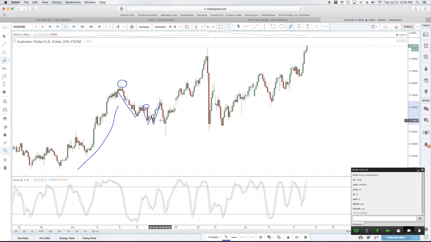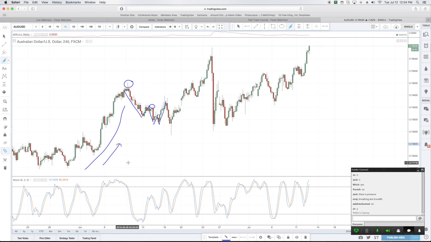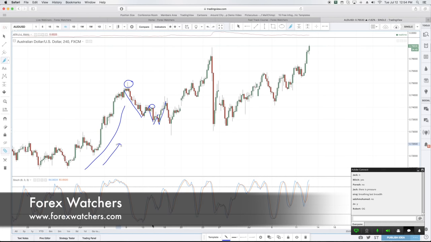Then he makes another move down, minor, doesn't go below, and this time he reaches up to here. Now, when he reaches up to here, does it look like the sellers are dying? Yeah, they're on their last breath. And it also looks like the buyers are coming back, which means the big boy, the original gangster, is back in the game. He's showing his presence.